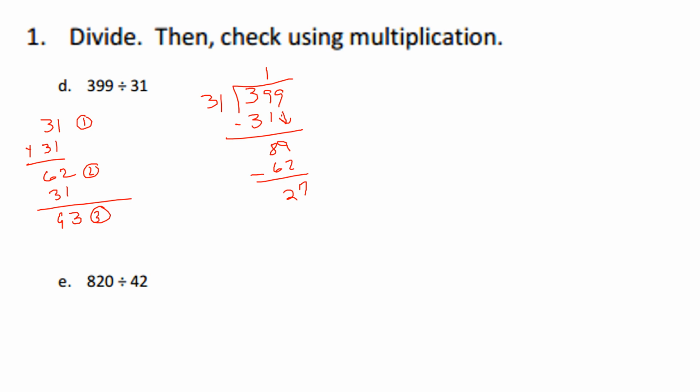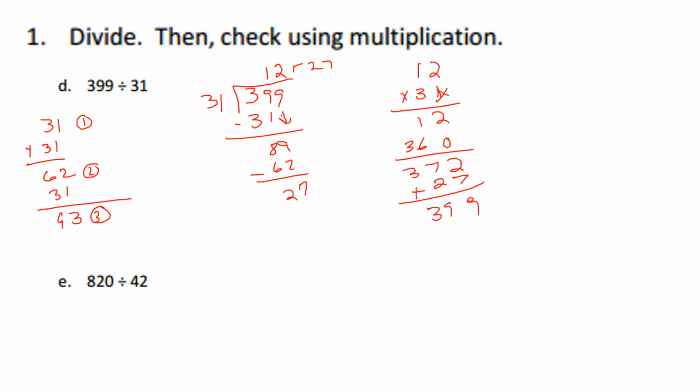So we ended up with 12 remainder 27. I'm going to check this. 12 times 31, and I'm going to end up with 12. Place our 0 because we're done with our 1s. 3 times 2 is 6. 3 times 1 is 3. And we end up with 372. We add 27 to it for our remainder, and we have 399, which checks.